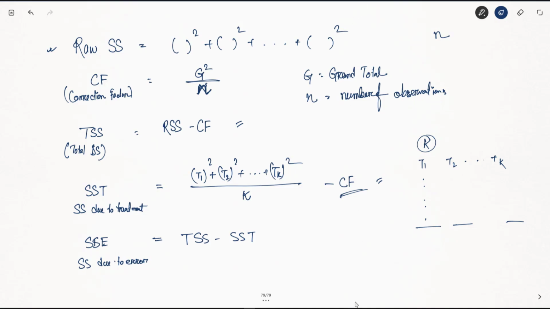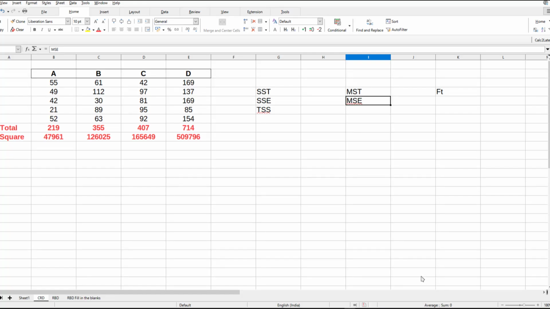So let's go back to our example. First thing that we need is RSS, right? I will do the calculations. So here I will calculate RSS, right? Then we need G, which means grand total. Then we need the correction factor, right? So if you get these values, you can calculate TSS, SST and then SSE, right?